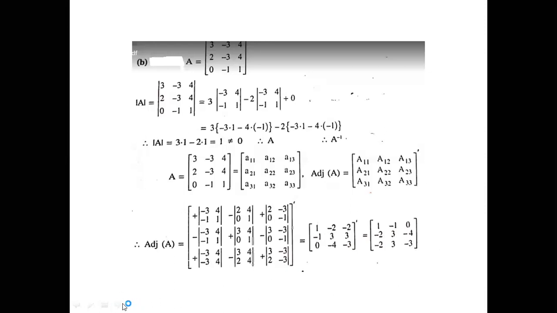Now, A inverse. It is known to us that A inverse is nothing but adjoint A divided by the determinant of A. The determinant of A is 1, as we found. And there is adjoint A. So adjoint A is this, and this adjoint A is the A inverse. So this is the A inverse.